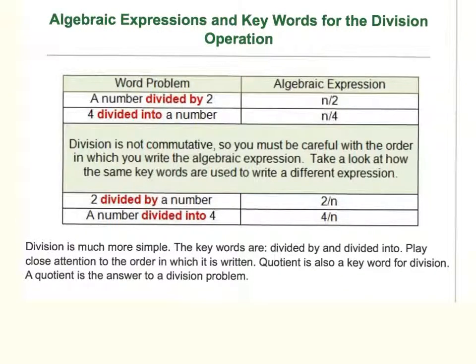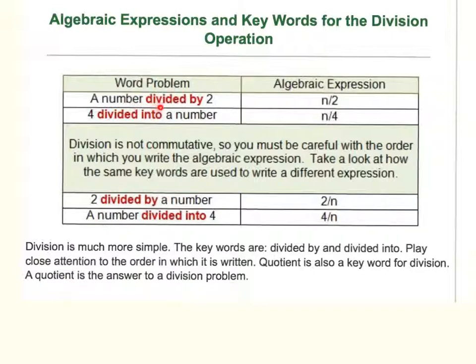All right, these are keywords for division. And this is pretty simple. Division, you can see down here, is much simpler. The keywords are divided by and divided into, but pay close attention to the order in which it is written. You have to follow the order. And the other keyword that is not in red is quotient. That is a keyword for division. Remember that quotient is the answer to a division problem.